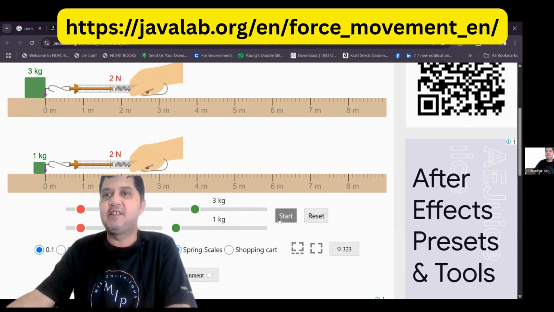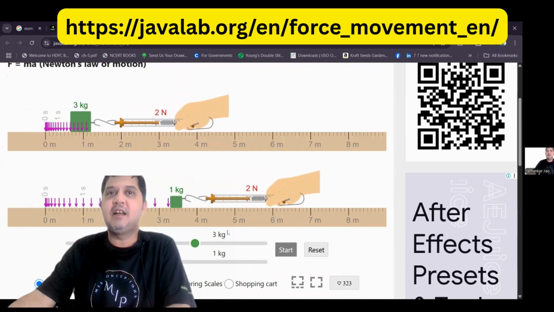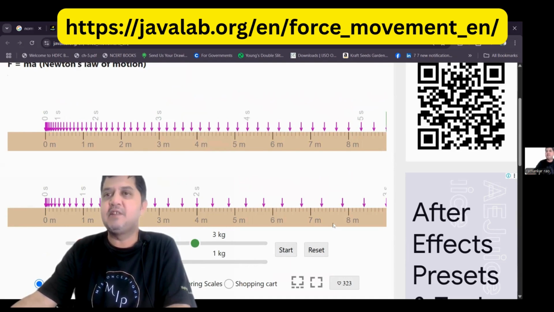Okay, and when I start this, now what do we observe? When I start the simulation, I observe the higher mass goes slower. But the 1 kg one, with the same force, has gone faster. And then you see, what about the arrows over here? See, the arrows here are very closely spaced, and the arrows here are very widely spaced. And here also the same thing is happening.